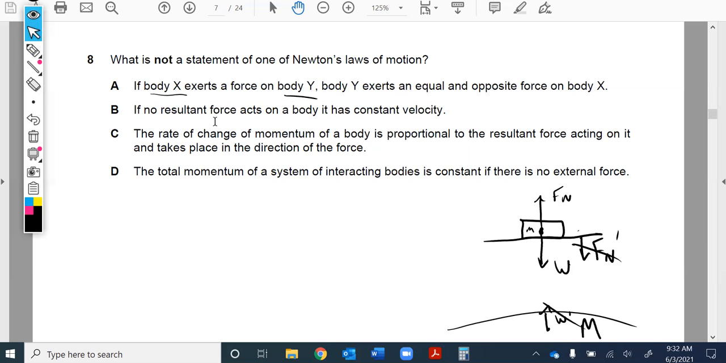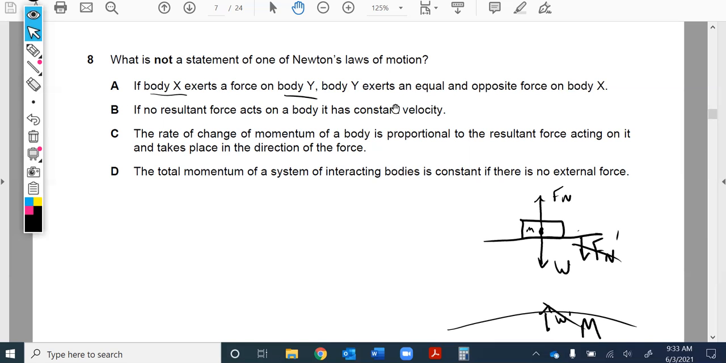The second one says, if no resultant force acts on a body, it has constant velocity. That sounds like Newton's first law a little bit. So let's keep on reading through. The rate of change of momentum of a body is proportional to the resultant force acting on it and takes place in the direction of the force. That sounds pretty good. And then D says the total momentum of a system of interacting bodies is constant if there is no external force. And so I think all of those are true statements.